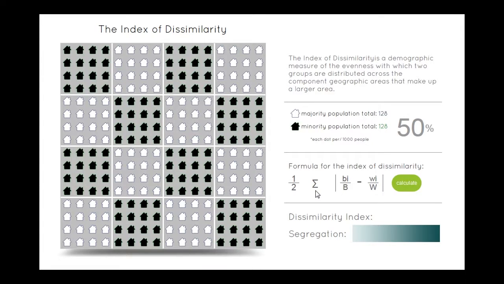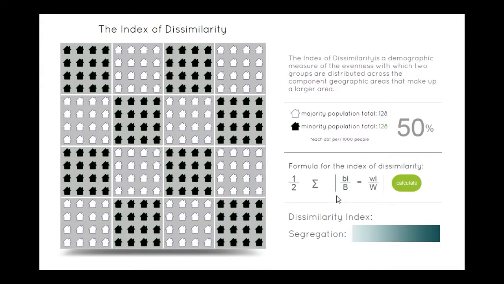This symbol means to take the sum. In mathematics, whenever you see this symbol, it's a Greek letter called sigma. It means sum. It means you should add up everything that comes next. So in this case, I would be adding up 16 census tracts, census tract 1 plus census tract 2 plus census tract 3 plus census tract 4, etc. This is just a shorthand way of saying you're going to add up all those census tracts. That's what that sigma means.